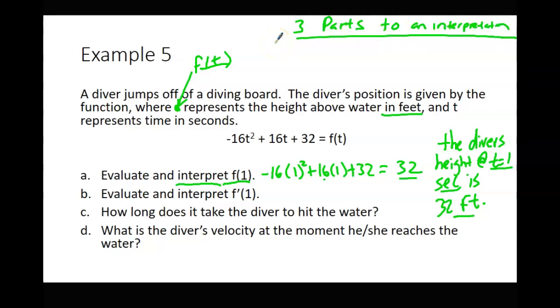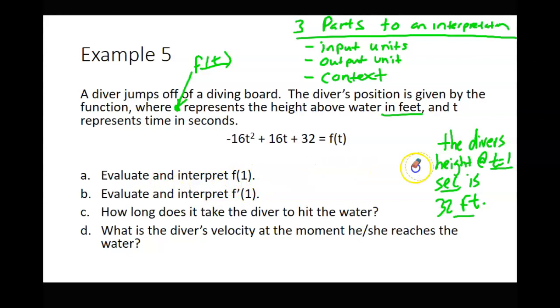So there's three parts to interpretation. You have input units, that's like our time. You want to include the output units, that's our feet in this problem. And then the last thing I'm going to call context. In other words, what's this story about? It's about a diver jumping off the board and we're getting the diver's height. So your interpretation should always include all three parts: input units, output units, and context. Okay, so let's go ahead and move on to part B.